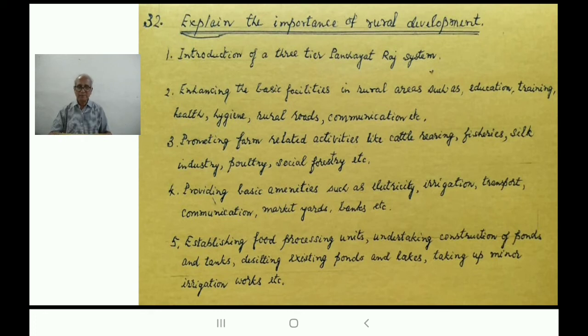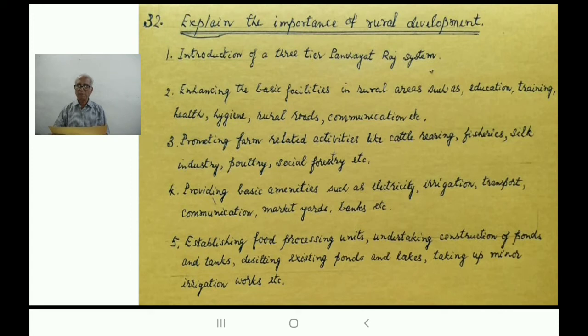Second one, enhancing the basic facilities in rural areas. The Panchayat Raj system, what you have, that's for rural development. Rural development, it works on education, training facilities, health, hygiene, rural roads, communication. All these the Panchayat Raj system has to work on. It has to find the requirements, then it has to come out with plans, programs, and with the state and the central government, it has to work for the upliftment of the people in the rural areas.